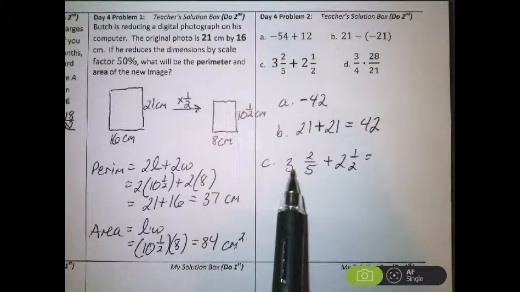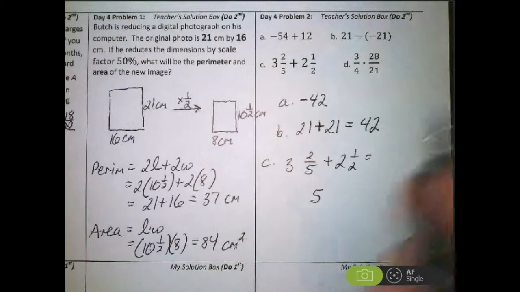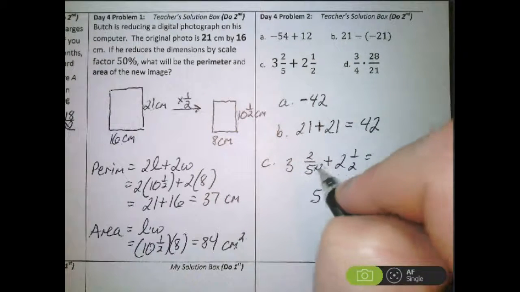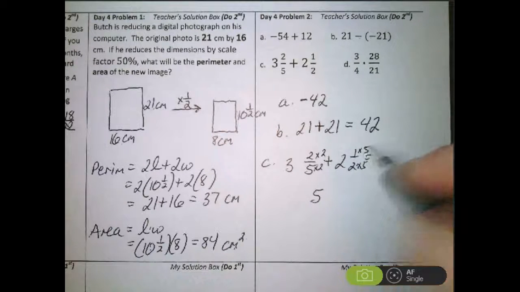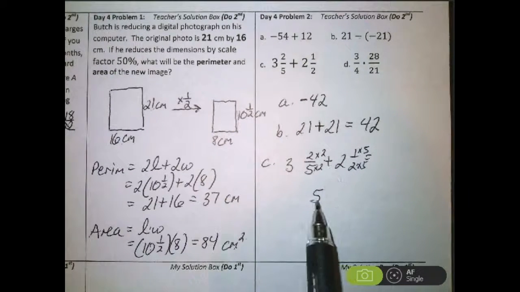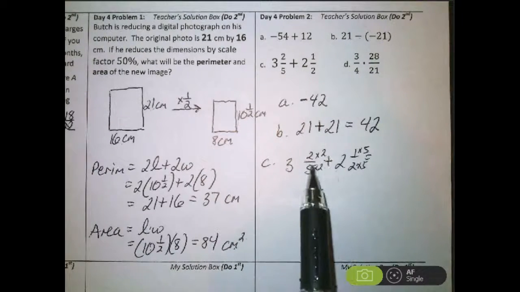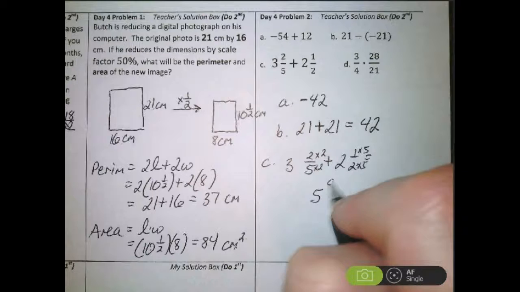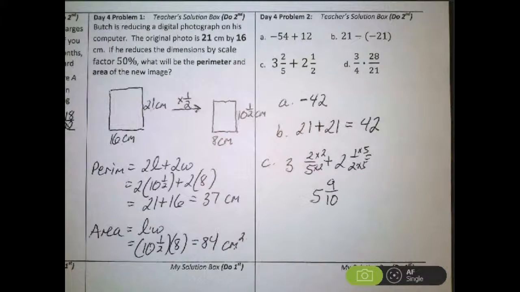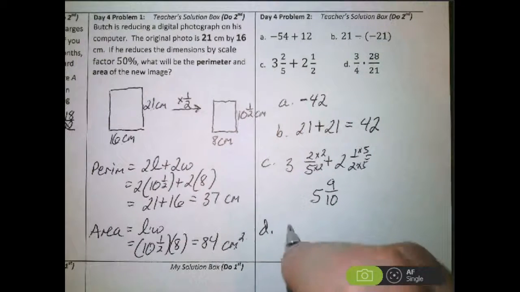We can add the whole numbers together, 3 plus 2, and get 5. To add the fractional pieces together, we need to have common denominators. So we could multiply this by 2 and by 2, and this one here we could multiply by 5 and by 5. Again, I'm already taking care of the whole numbers, I'm just worrying about the fractional pieces now. So this makes 4 tenths, this makes 5 tenths, adding together that's 9 tenths. 5 and 9 tenths.